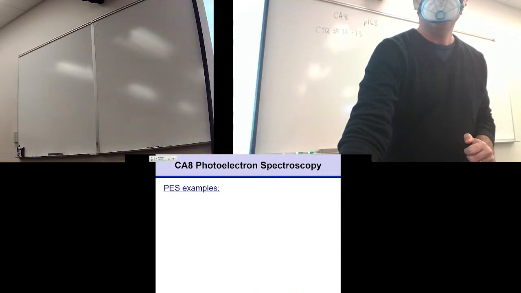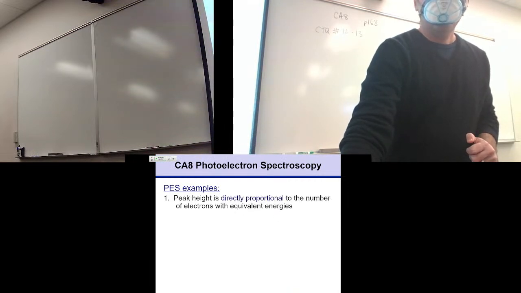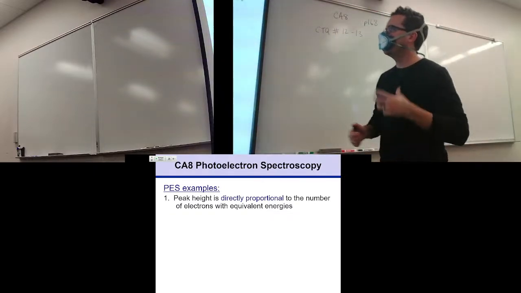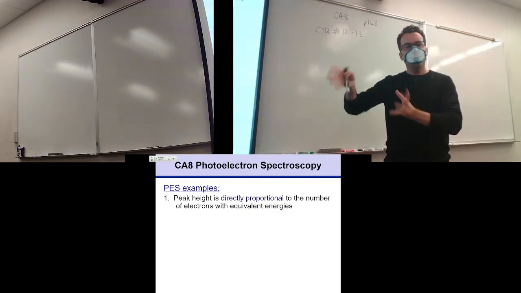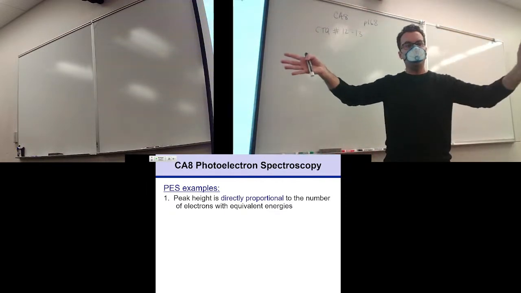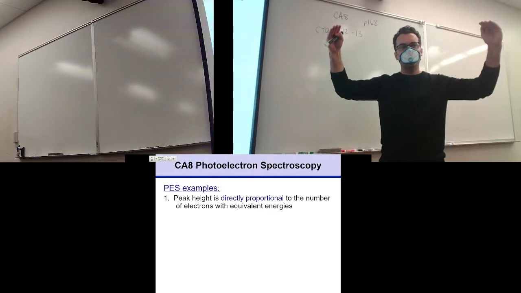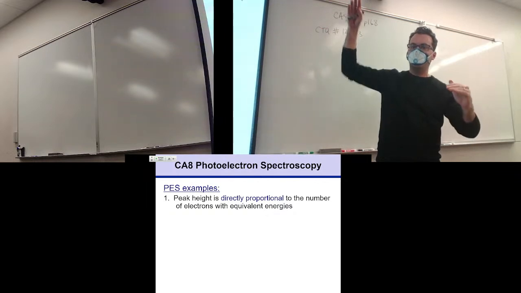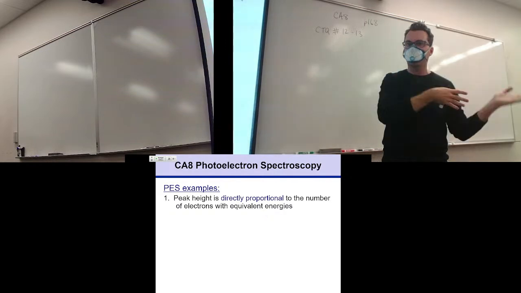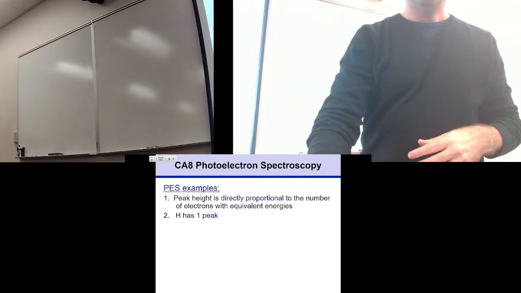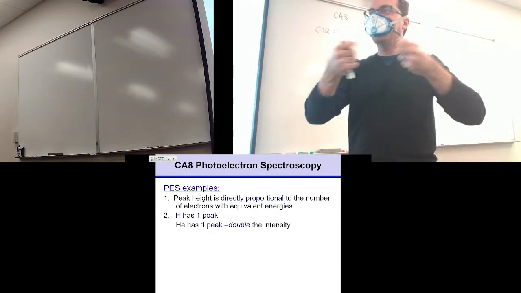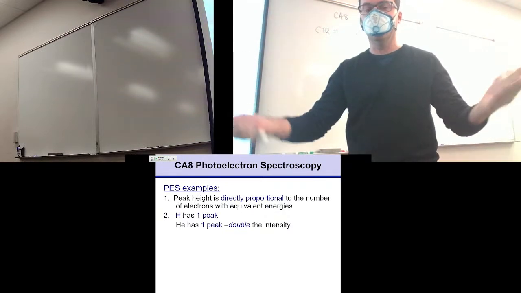Now, the peak height is going to be proportional to the number of electrons. So with one peak alone, you can't tell anything. But if you've got two peaks in the diagram and they're the same height, then they each have the same number of electrons in them. If one's twice as big as the other, then it has twice as many electrons, okay? So that's what we mean by this. Hydrogen has one peak. Helium has one peak, which would be double the intensity. But without both of them on the same graph, you can't compare them, right?